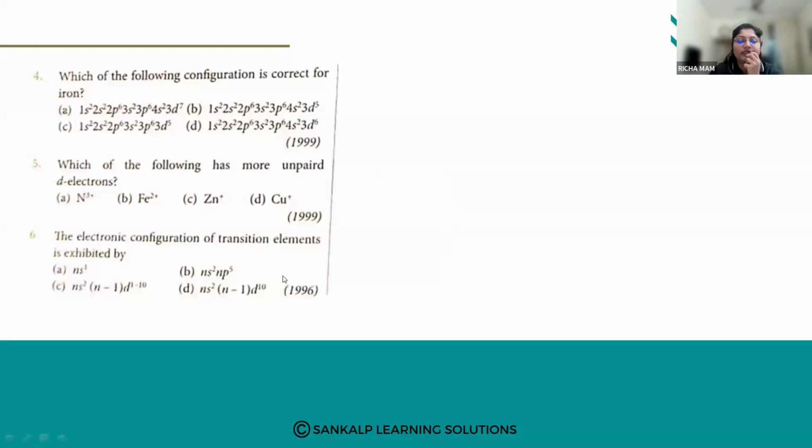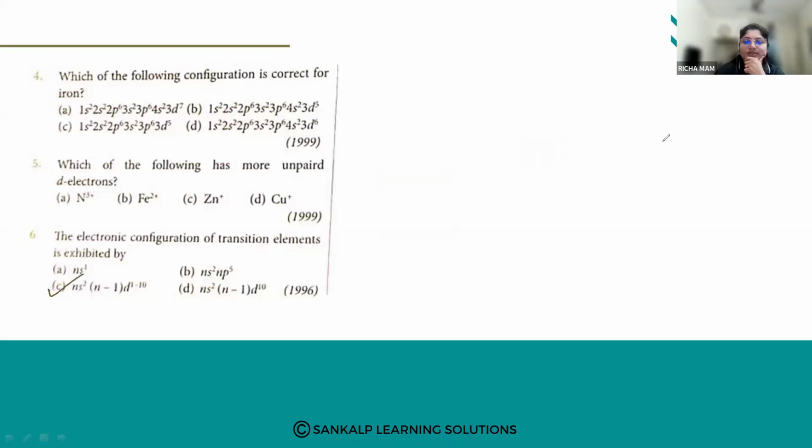The electronic configuration of transition elements is exhibited by... So what is the electronic configuration of transition elements? Lubna has answered it as C. What about others? What is the general electronic configuration? Okay, Sri Varuni has also answered it correct. So yes, option number C is the correct one.